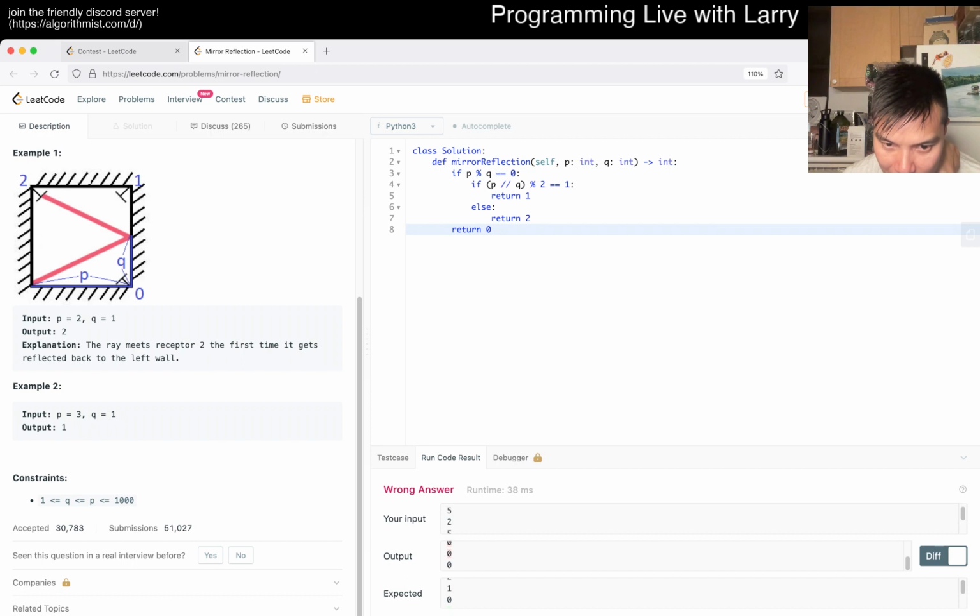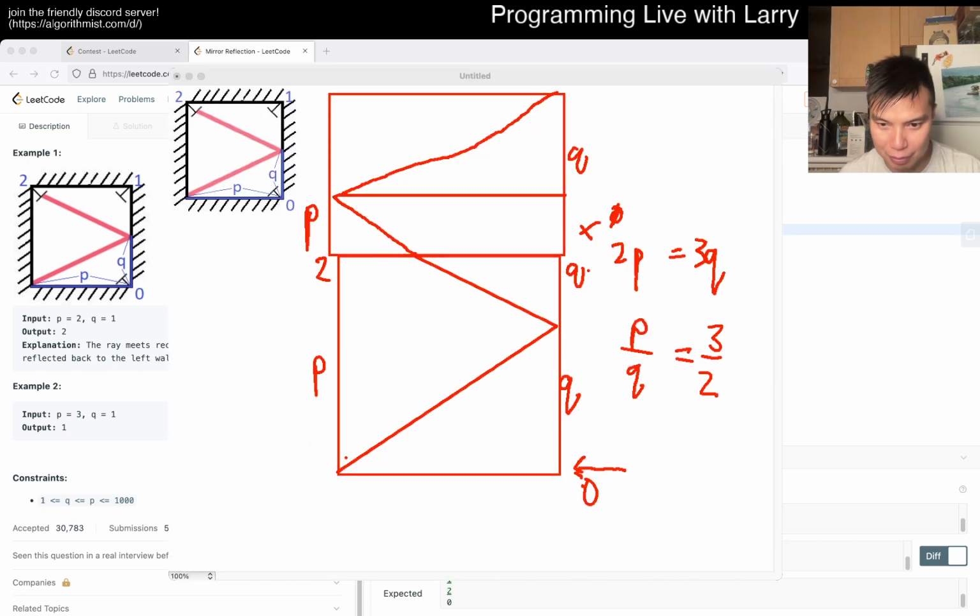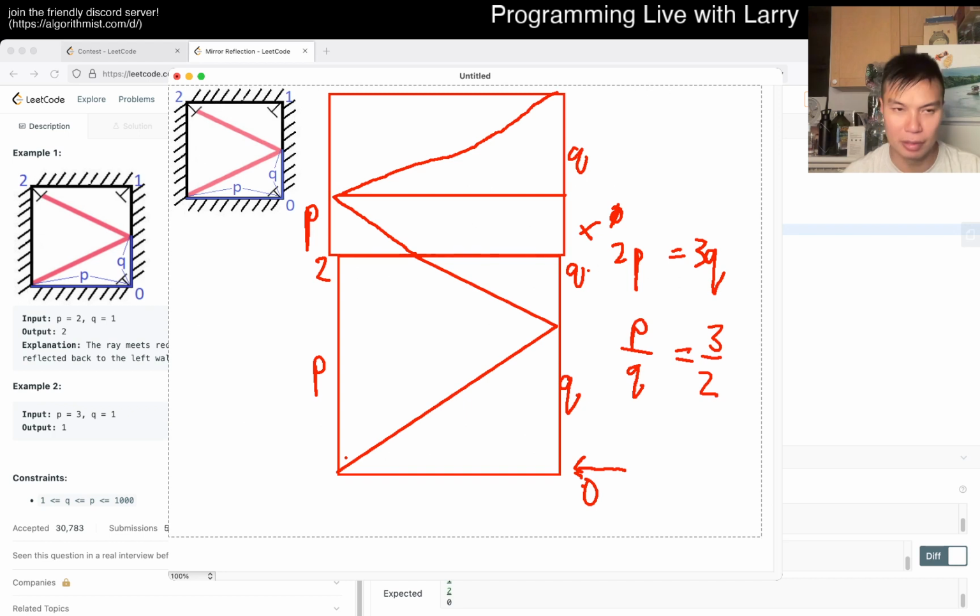Okay, so the second to last, so 10, 7, I put 0, even though it is supposed to be a 2. So I was wrong in that assumption. Okay, let's see, 10 and 7. Let's go back to the drawing board. So 10 and 7. I guess I don't really need this thing on the left.